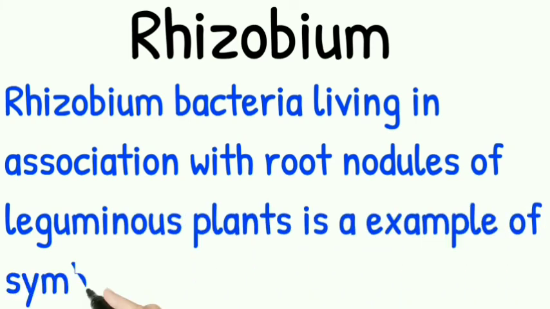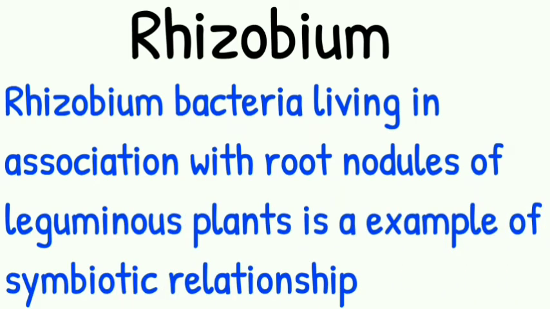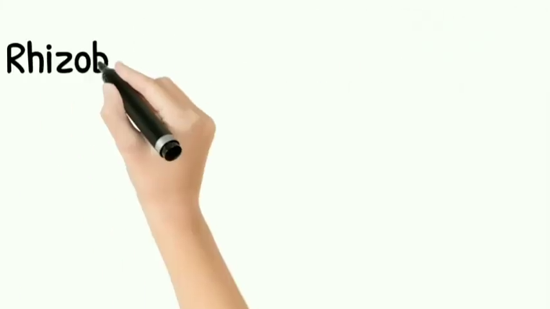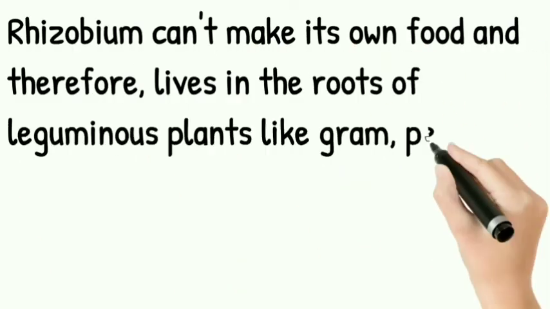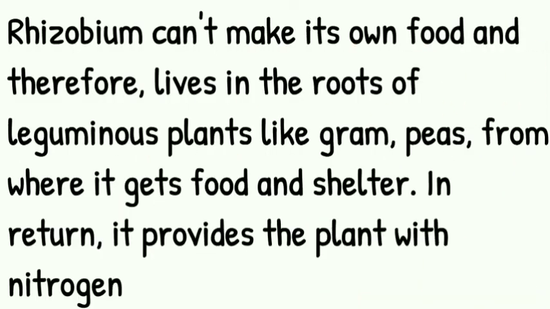Rhizobium. Rhizobium is a bacteria living in association with root nodules of leguminous plants. It is an example of symbiotic relationship. This rhizobium bacteria converts atmospheric nitrogen into soluble nitrogenous compounds called nitrates and nitrites. Rhizobium can't make its own food and therefore lives in the roots of leguminous plants like gram, peas, from where it gets food and shelter. In return, it provides the plant with nitrogen.